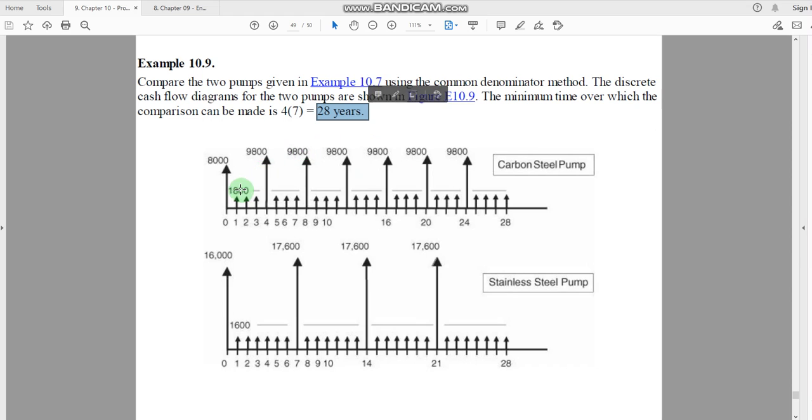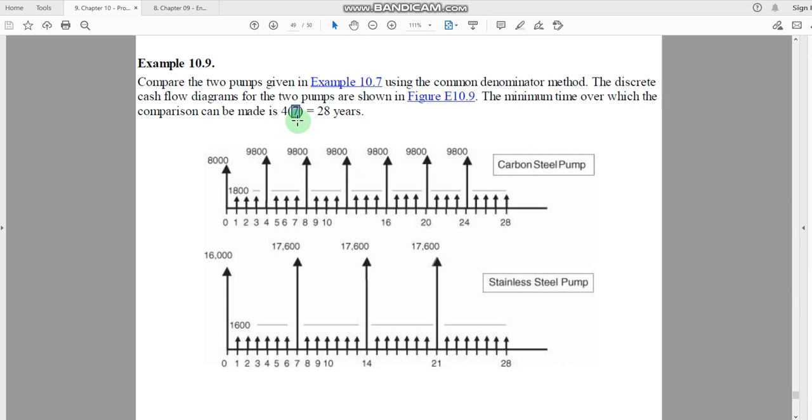So this one has been replaced 7 times. For the carbon steel pump, we say that the lifetime is 4 years, and we can replace it 7 times, which is basically the operating life of the stainless steel pump.